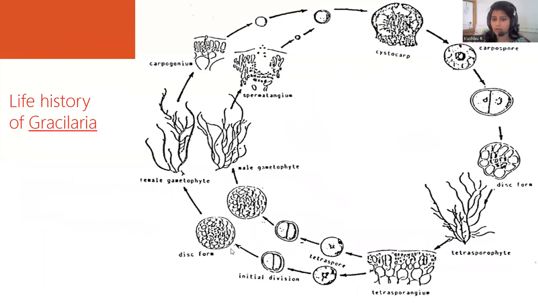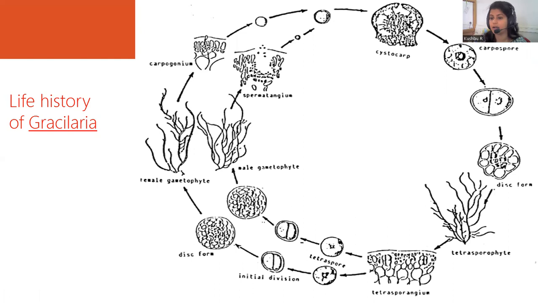This is the life cycle of Gracilaria, where cystocarp has a capability to produce carpospores. These carpospores are released in the form of tetraspores. The tetraspores will now, where 2 spores will develop as a female gametophyte and 2 spores will develop as a male gametophyte, where female gametophyte will produce carpogonium, male gametophyte will produce spermatangium, which produces spermatia in turn, and then that fertilization will result in the product of cystocarp.